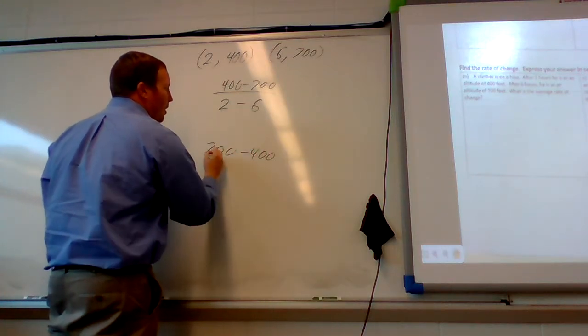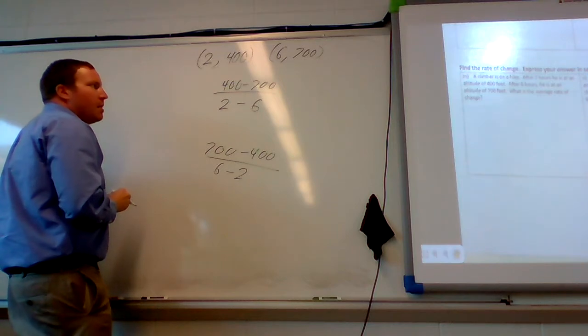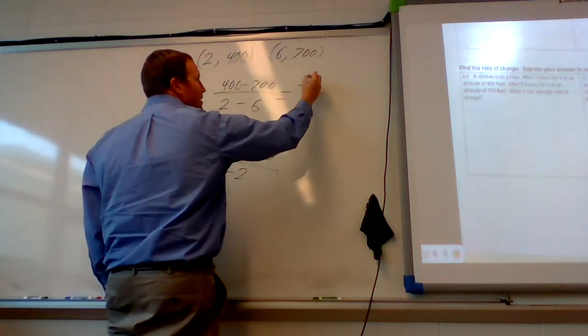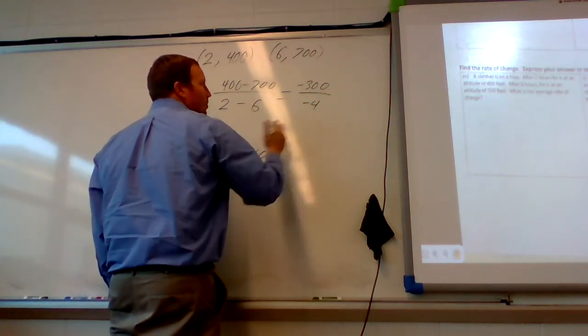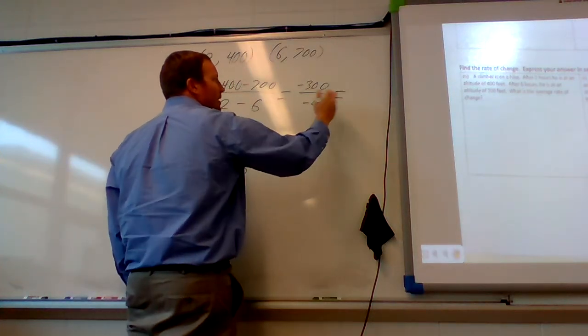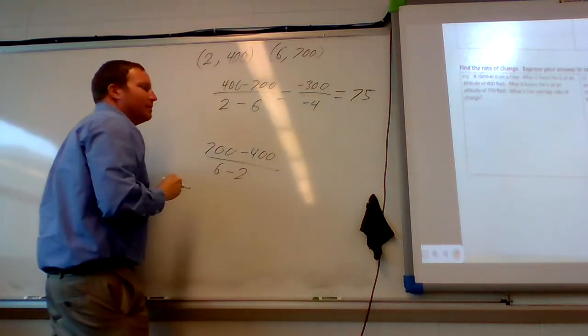Yeah, so we should know this. On this one, 400 minus 700 gets me negative 300. 2 minus 6 gets me negative 4. If we divide negative by negative, we get a positive. 300 divided by 4 is 75.